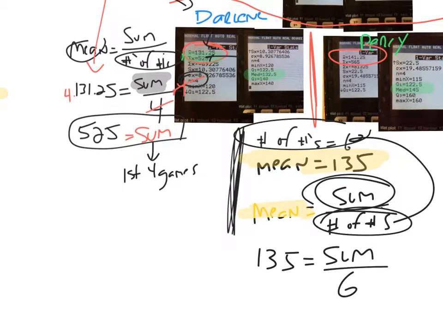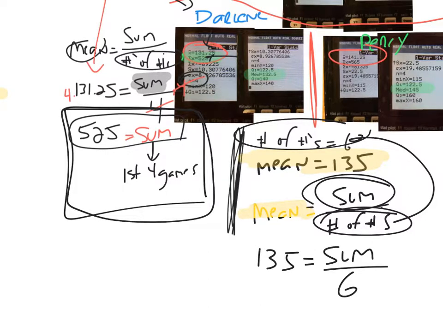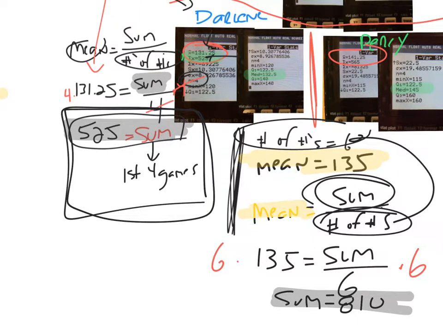So here to get her new sum, her first 4 games, her sum was 525. Here, if I take this equation and multiply both sides by 6, here her new sum is going to be 6 times 135, or 810. So her sum went from 525 to now 810.